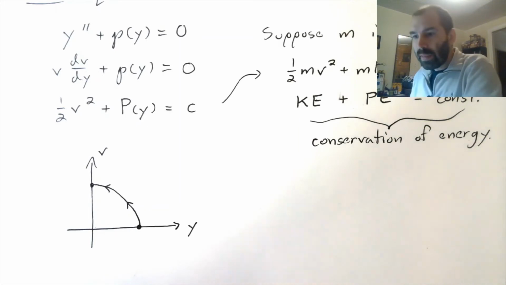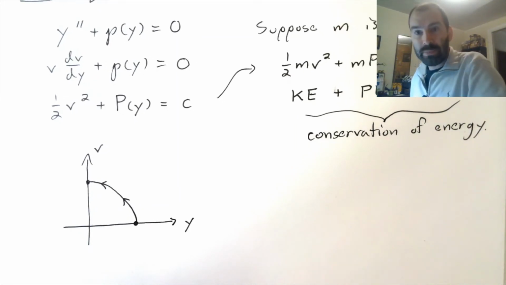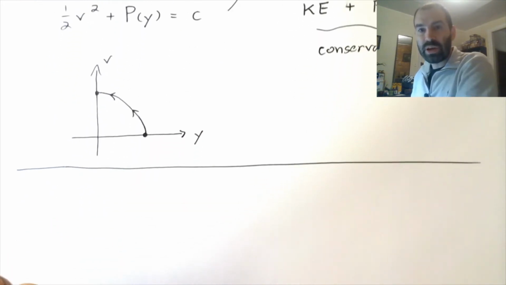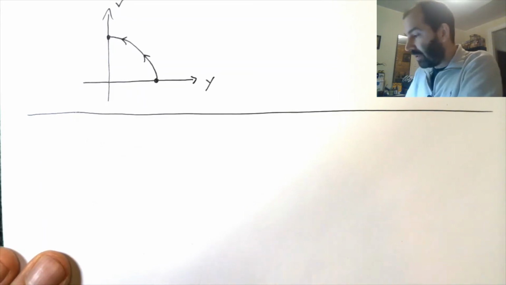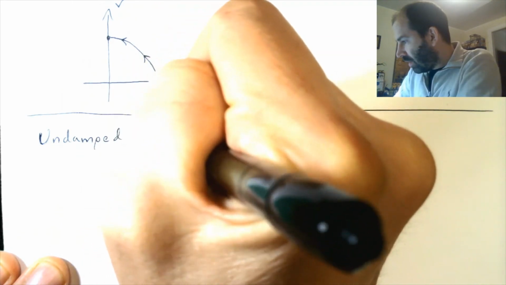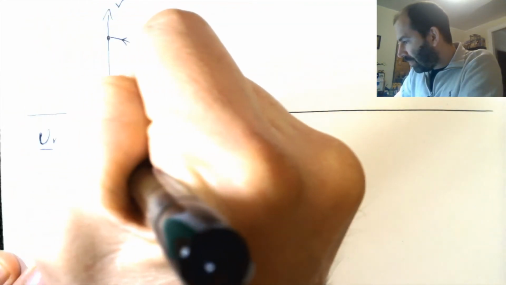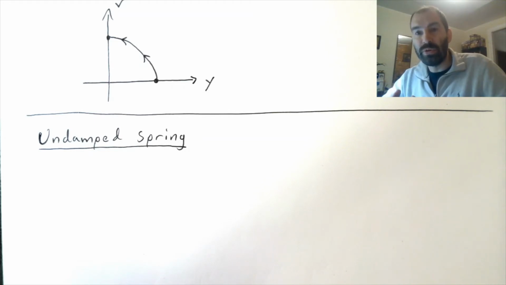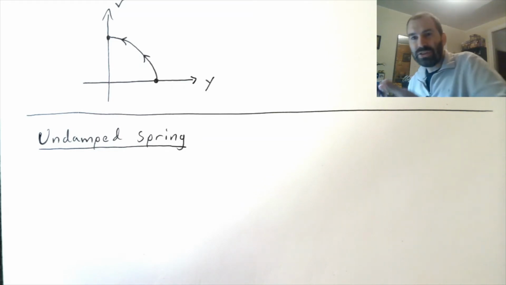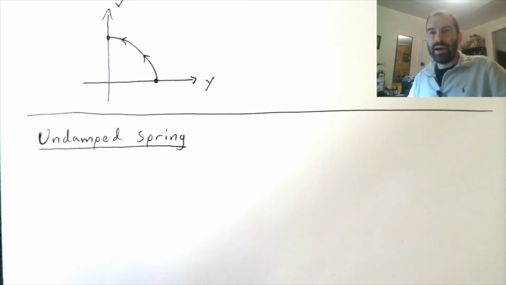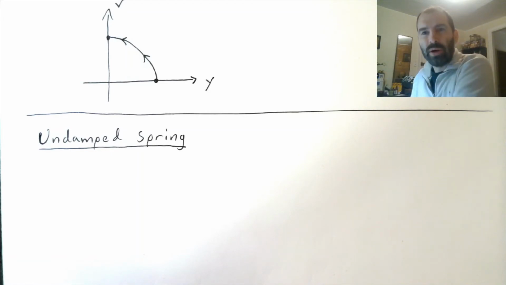Okay, so let's look at an example of something else. How about a spring? What we're going to do is look at what they call an undamped spring. Damping is what happens when you have a force that depends on your velocity. A good example of this is wind resistance. The faster you go, the more you feel the effect of the wind. So wind or air resistance is related to your velocity.